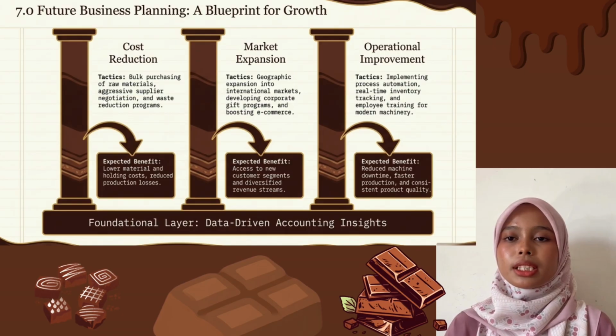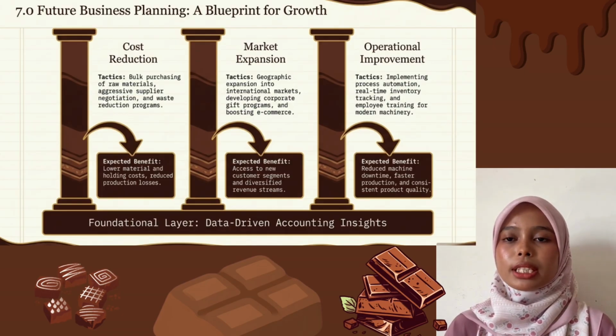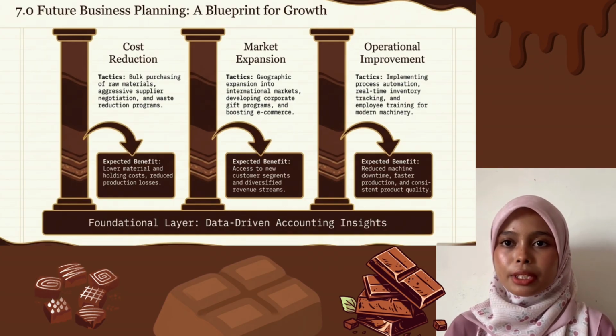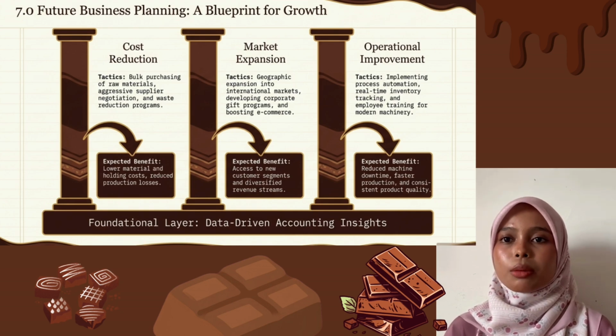The last one is operational improvement. This involves implementing process automation, utilizing real-time inventory tracking systems, and providing employee training on modern machinery and production technologies. The expected benefit is reduced machine downtime, faster production processes, and more consistent product quality. These improvements will enhance the operational efficiency and customer satisfaction.